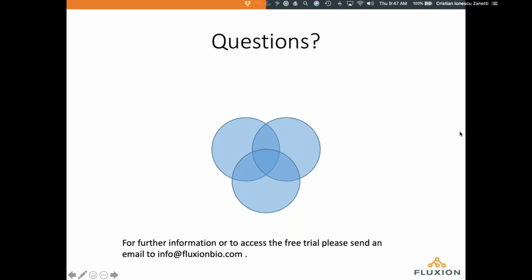So let's see. There are a number of questions. One question is, how long does it take to develop the background model?